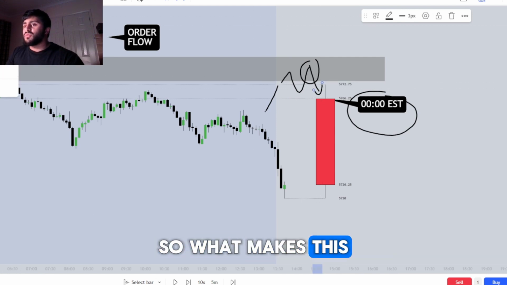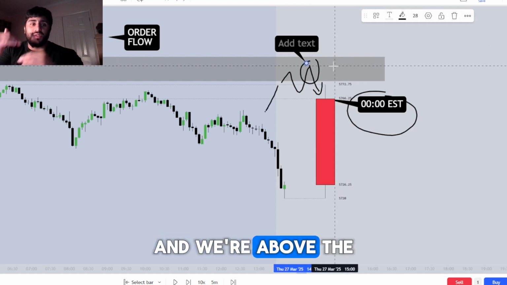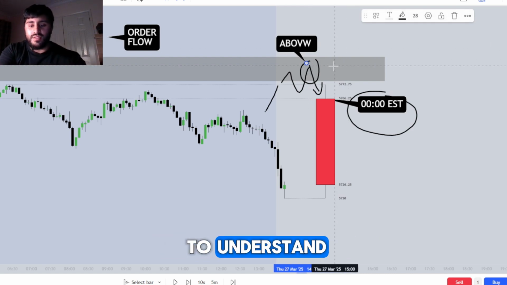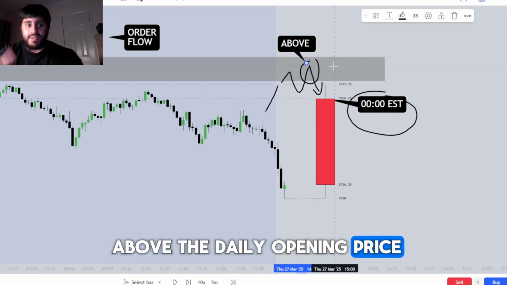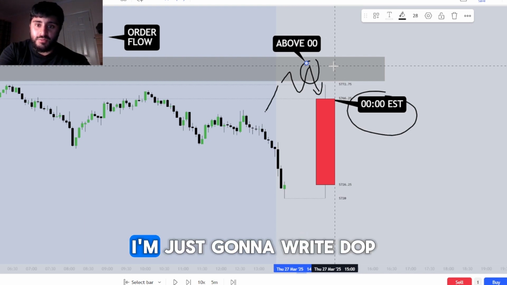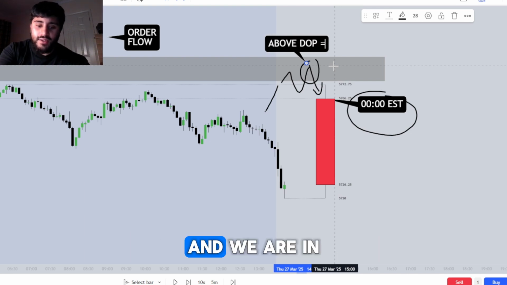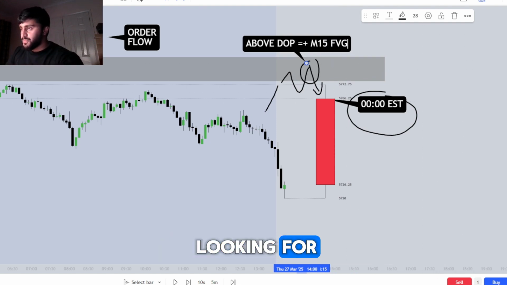So you're looking for a reaction of this area. Right, so what makes this reaction high probability? Again, we're at a 15-minute fair value gap and we're above the daily opening price. So I want traders to understand whenever you're looking for sells, you ideally want to be above the daily opening price and you want to be in a 15-minute fair value gap. So we're above the daily opening price. I'm just going to write DOP and we are in a 15-minute fair value gap just over here, right? This is what we're looking for.